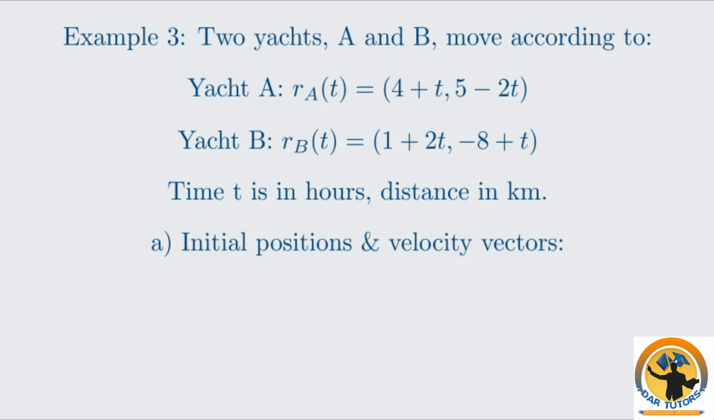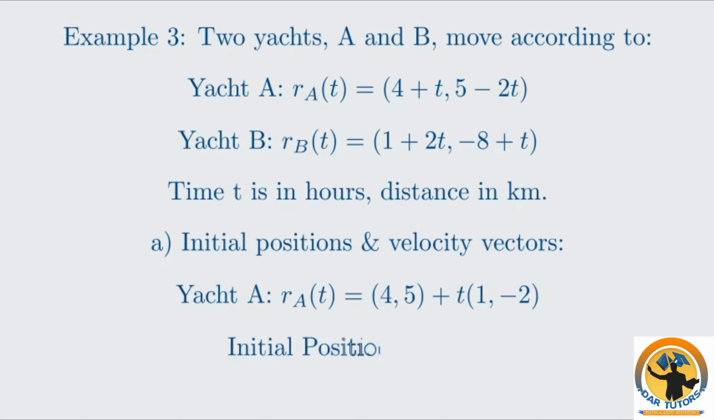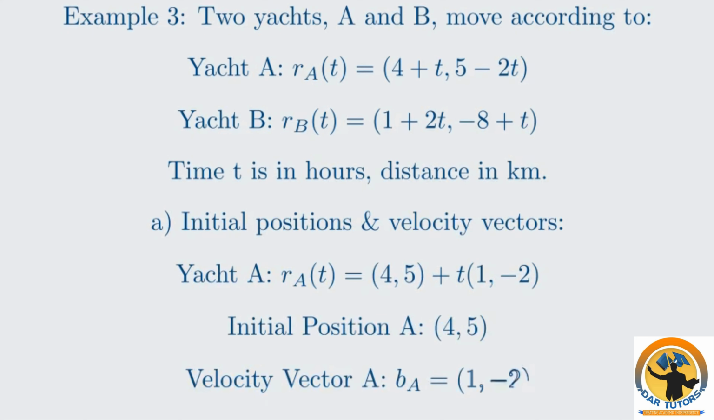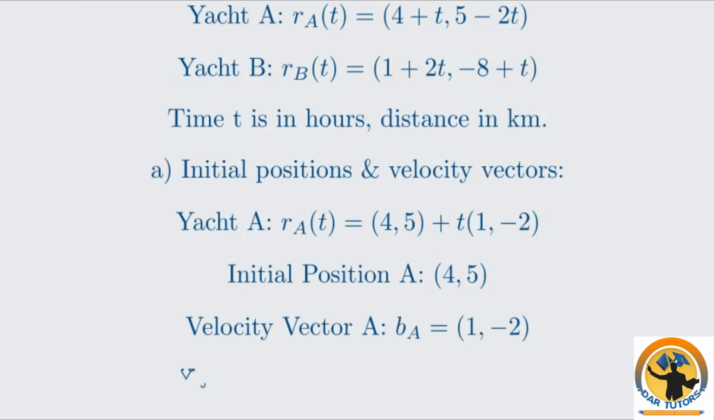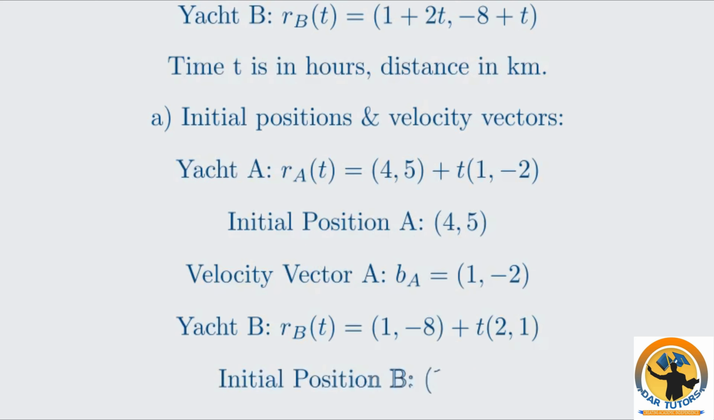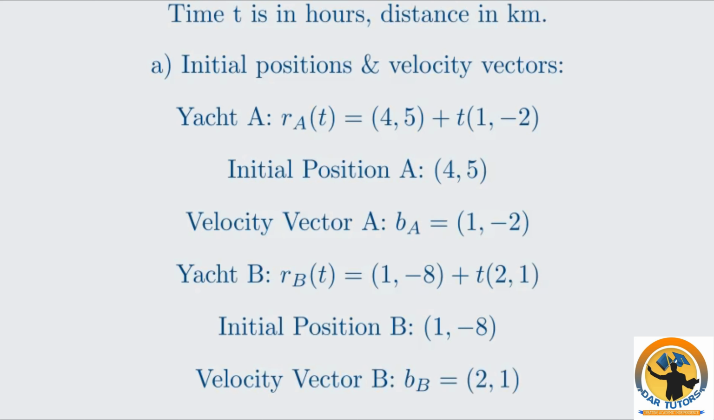First, let's find the initial positions and velocity vectors. For yacht A, the initial position is the constant vector (4, 5), and the velocity vector is the vector multiplied by t, which is (1, negative 2). For yacht B, the initial position is (1, negative 8), and the velocity vector is (2, 1).